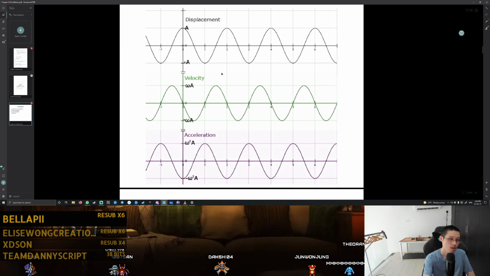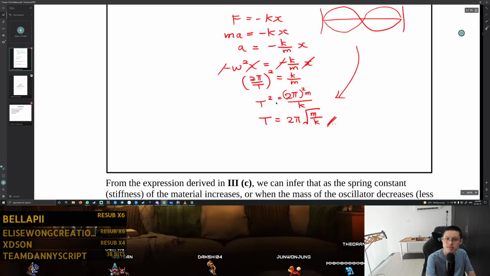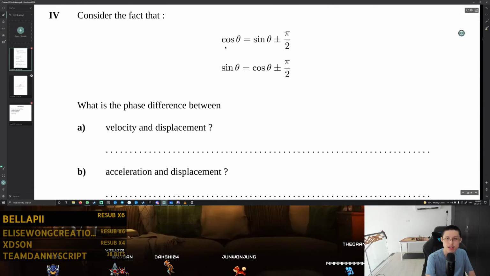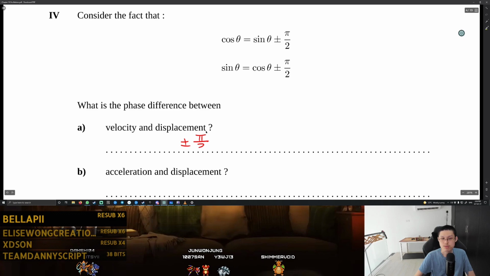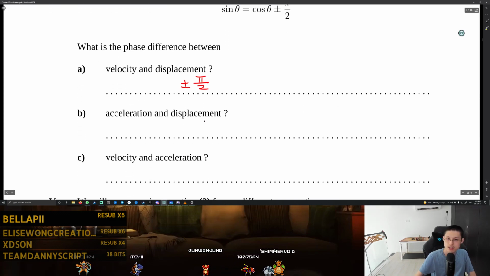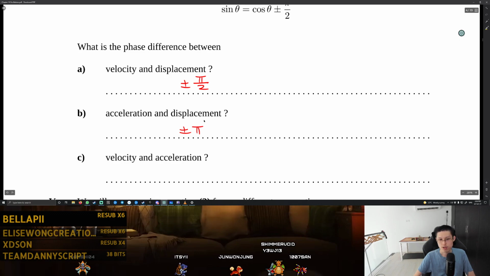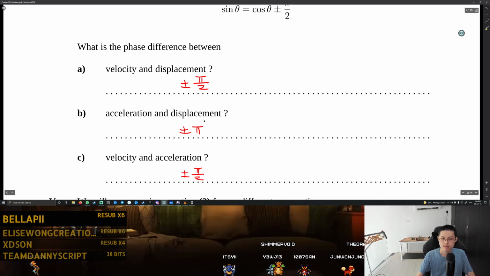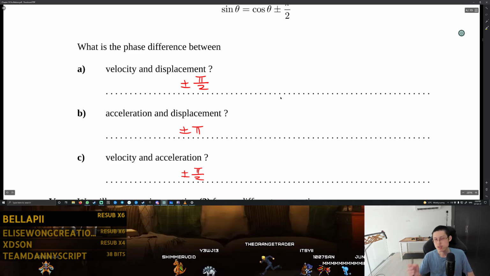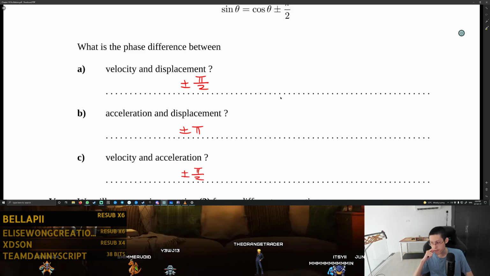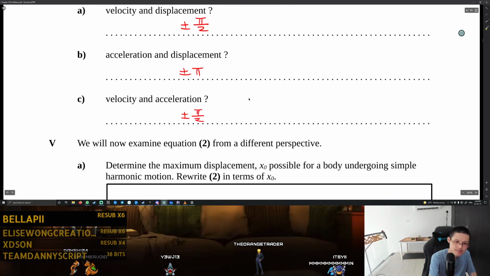Right? So you look at this and let's say, what is the phase difference between velocity and displacement? The answer is plus minus pi over 2. Acceleration and displacement, plus minus pi. Velocity and acceleration, plus minus pi over 2. There we go. Though in the context of A-level physics, typically phase difference is expressed as a positive value rather than a negative value.